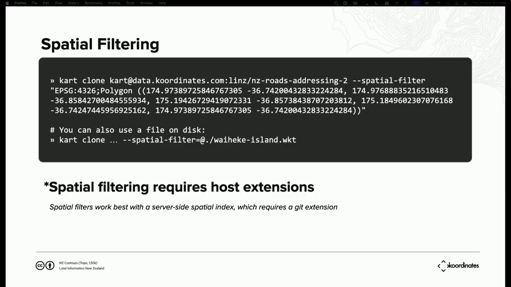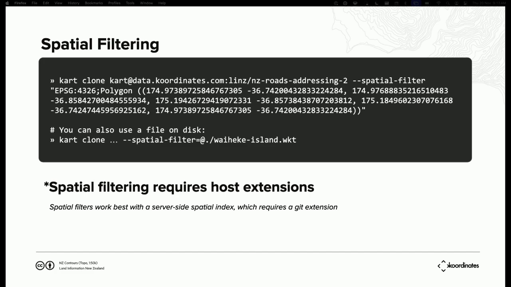Right, we'll just walk through that briefly. So kart clone downloads the repository from a server. So we're saying, I want this repository from the server. It's the LINZ NZ roads addressing repository. But I also want to spatially filter it, and here's a polygon. That polygon is the box that I showed you on the previous slide. It's a box around Waiheke Island. But just give me that data, please. Don't download the whole repo.